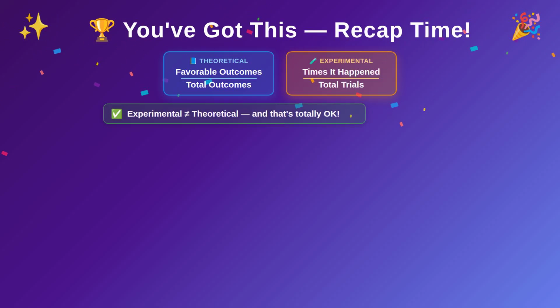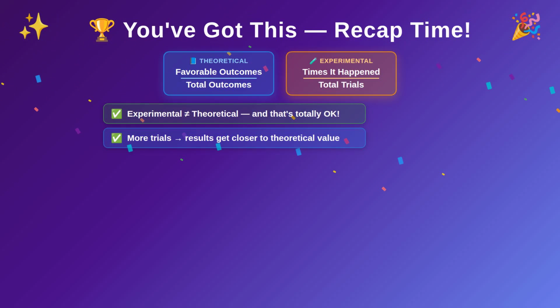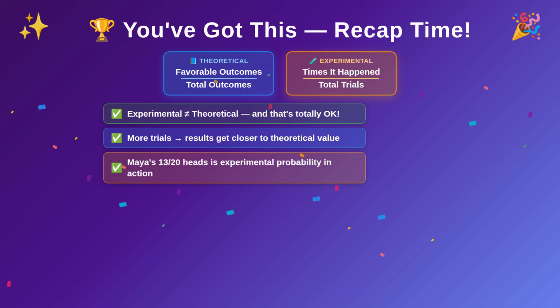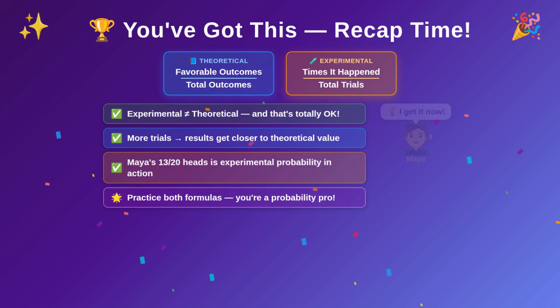Pretty awesome, right? Remember when Maya was panicking because her coin landed heads 13 times out of 20? Now she knows the truth. That's experimental probability doing its thing. It doesn't have to match the theoretical probability of 50% exactly.